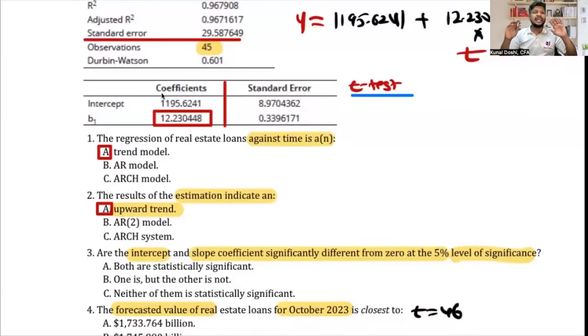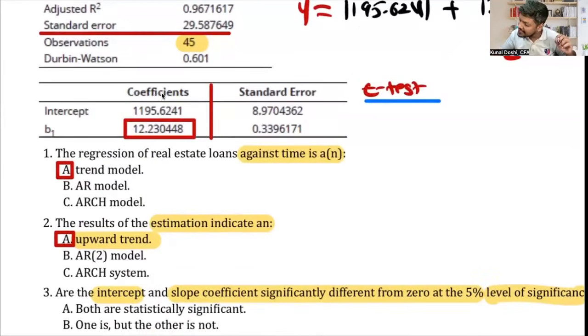Now, unfortunately, they expect all the students to know from level 1. That's not fair, but still. Okay. So here, how do I find the test statistic for both? You will simply take the coefficients divided by the standard error. That is how you'll get the test statistic.